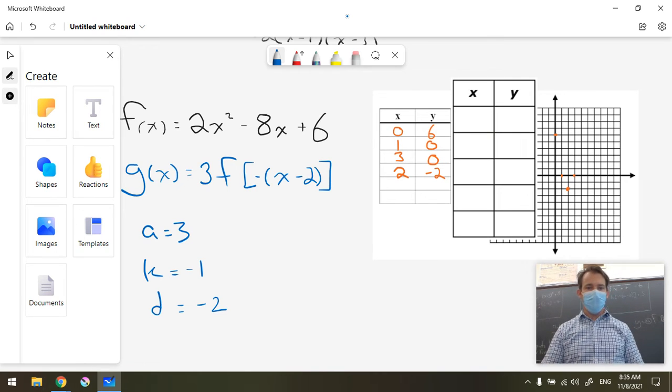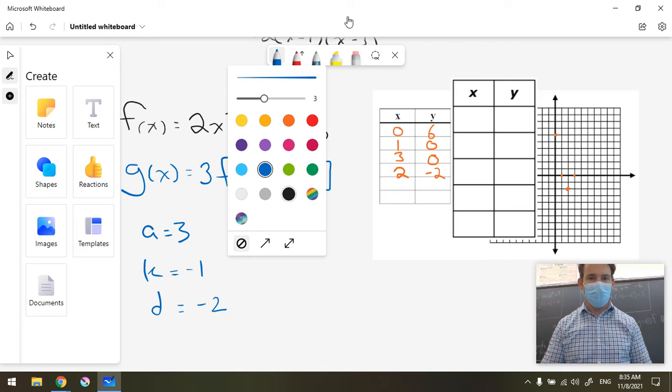Okay, so here are my transformations, and I can think of these as transforming the points in f of x, and a point in f of x would just be an x, y.